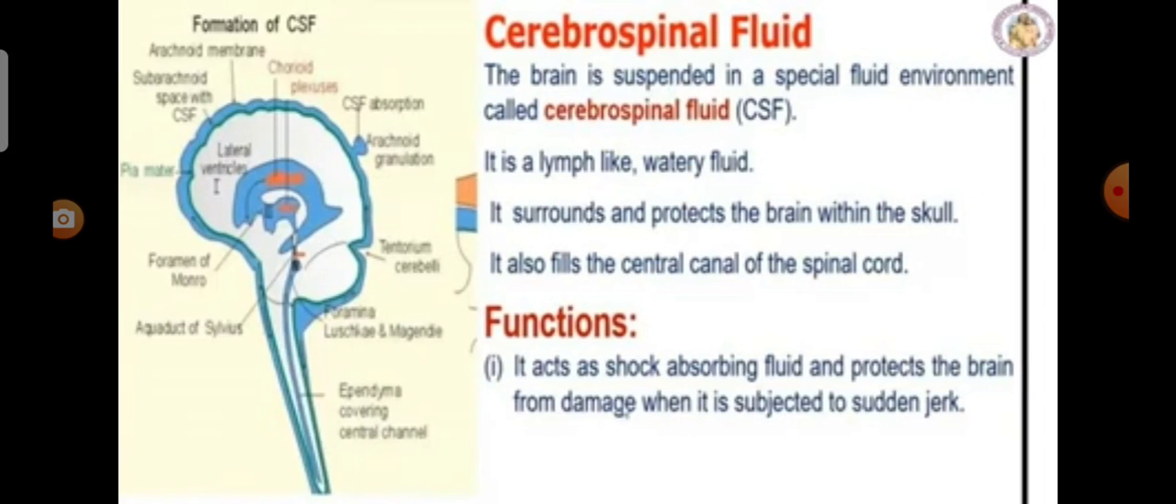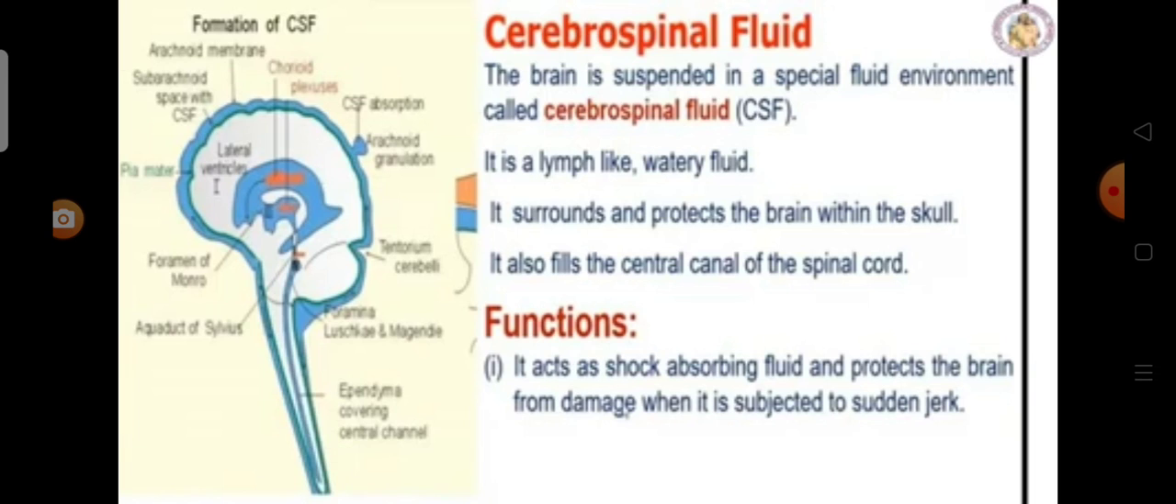Let us know about the cerebrospinal fluid. The brain is suspended in a special fluid environment called cerebrospinal fluid. It is a lymph-like, watery fluid that surrounds and protects the brain within the skull. It also fills the central canal of the spinal cord.